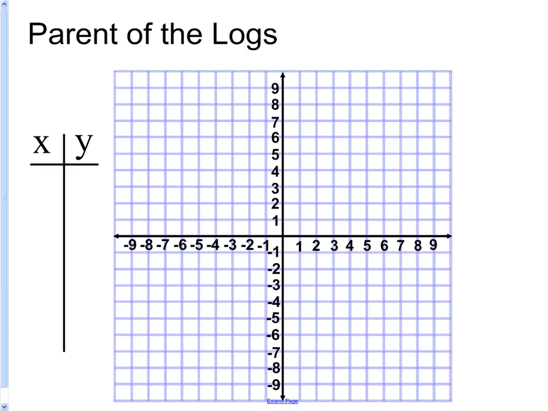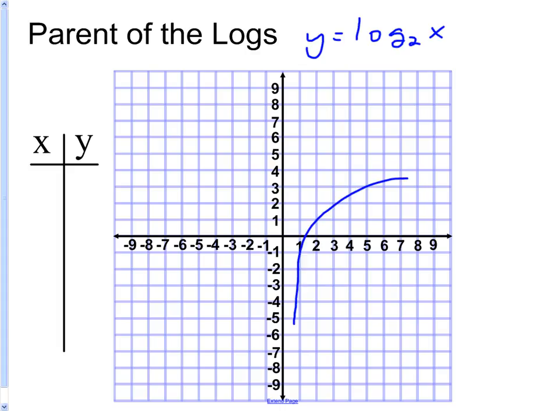So the parent of the logs that I actually want you to know is, if I were to graph y equals log base, why don't I use 1? Base 1. Can't have base 1. It's not allowed. So I've got to go with base 2 of x. If I was going to graph that, it kind of goes like this.